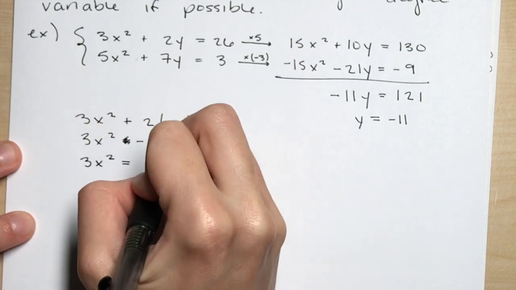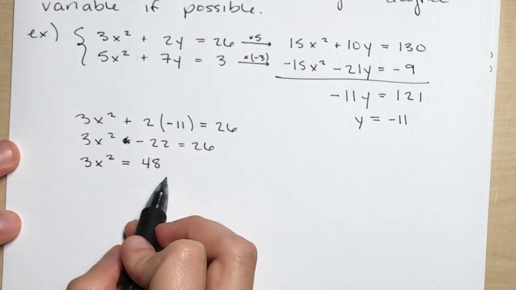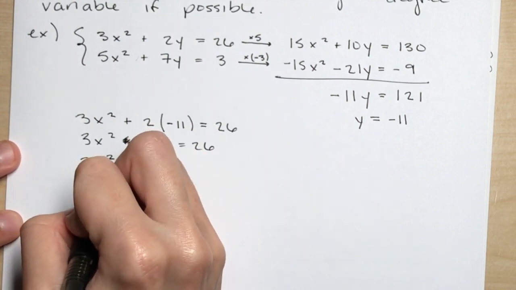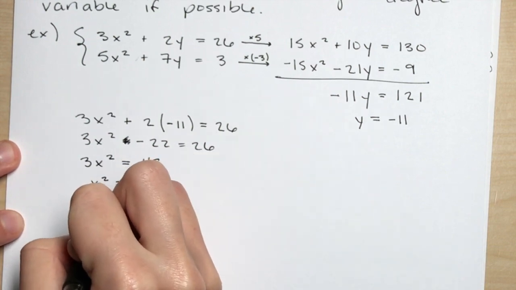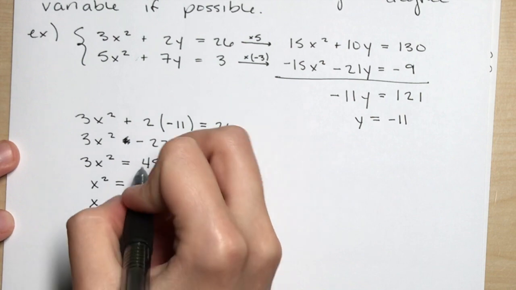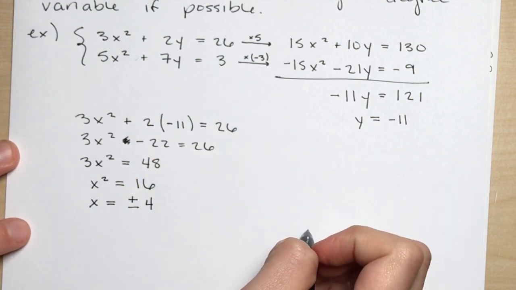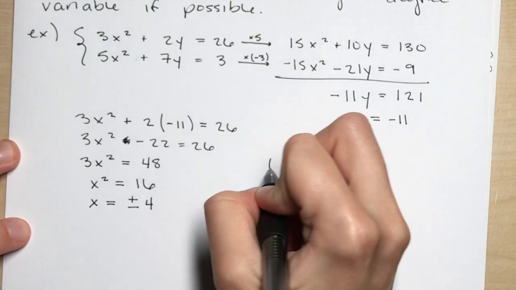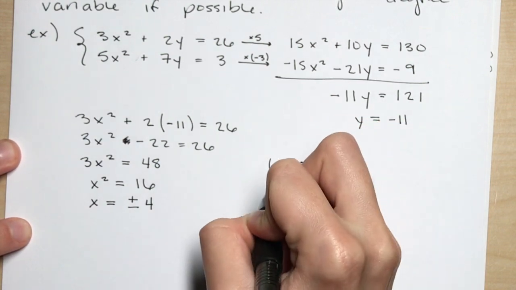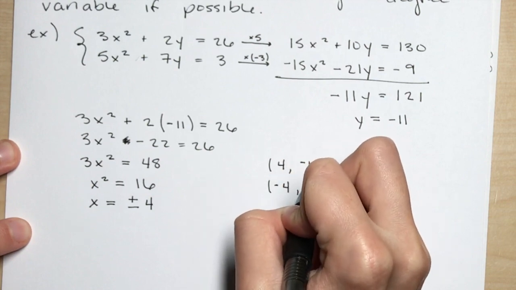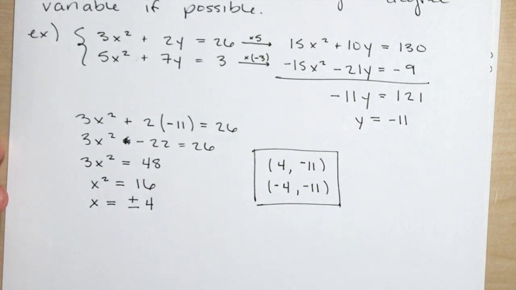We've got 48 here. 48 divided by 3 gives me 16. And then, of course, if x squared is 16, x is both positive and negative 4. This means I have two solutions, 4, negative 11, and negative 4, negative 11. Sweet.